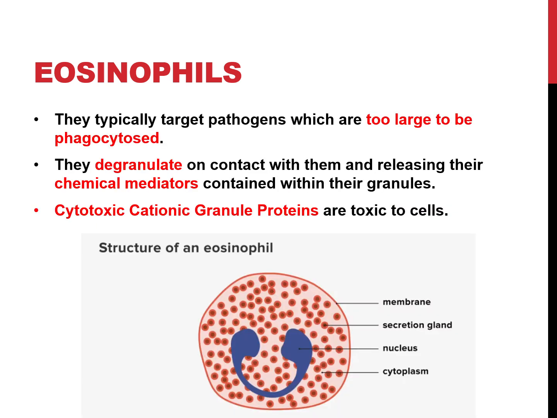So why are they necessary, eosinophils? Because essentially these multicellular pathogens, all right, like a tapeworm, it's way too large to be phagocytosed. So it's way too large to be engulfed by your white blood cells, all right, by the different phagocytes. So they degranulate on contact and release their chemical mediators, and that starts to break down the multicellular organism, all right.